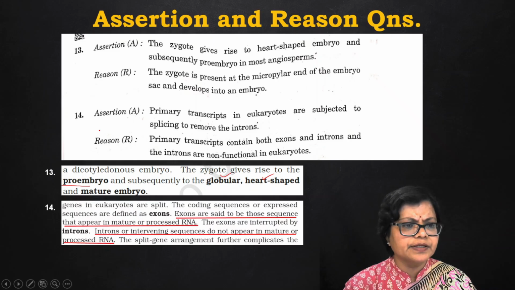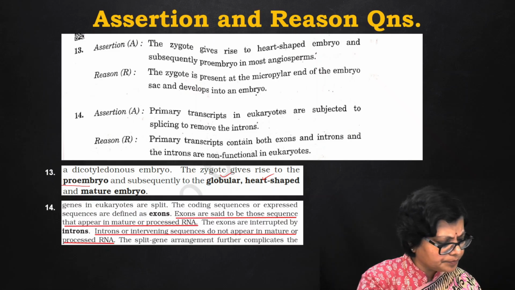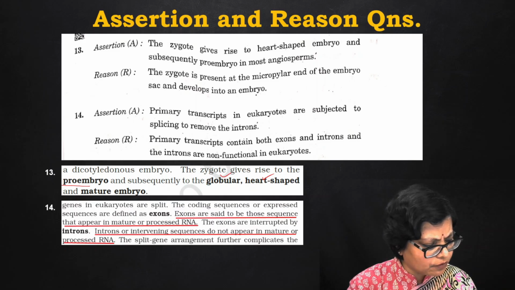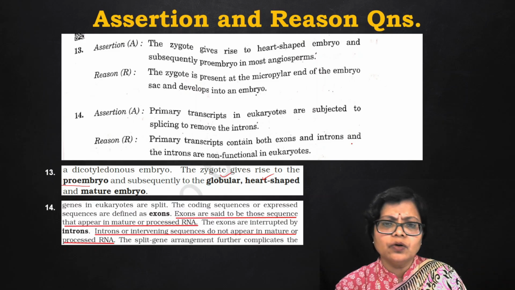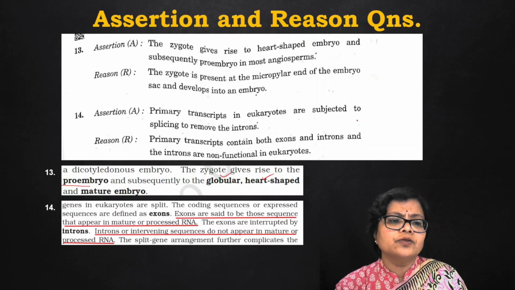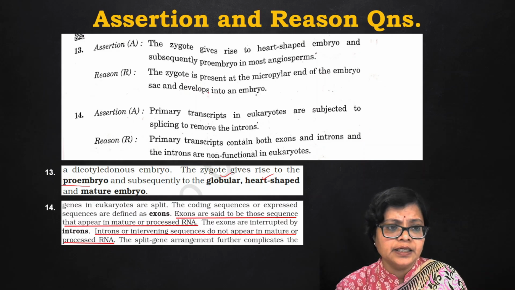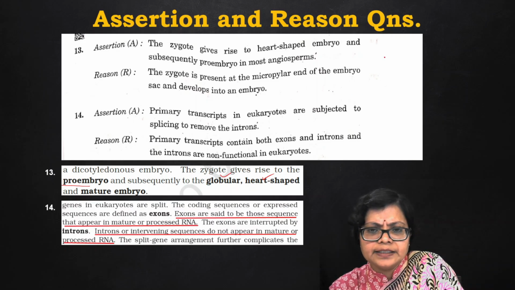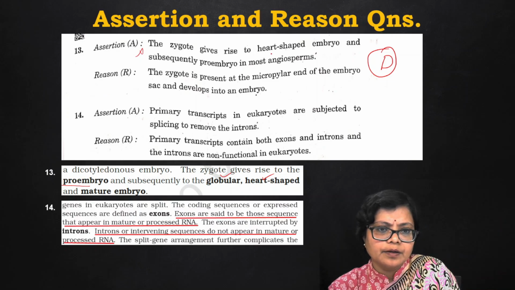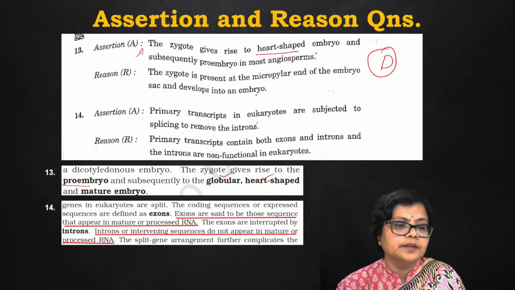No need to read even the reason, because you see only in one option assertion A is false, that is D. So yes, assertion A is false but reason is true. Even if we don't read the D, we can blindly say that will be the D, because assertion is false. This part is false. Okay. Heart-shaped later, the last one.